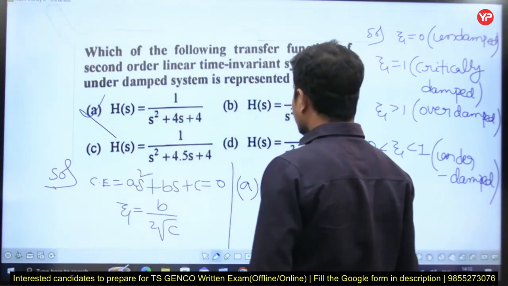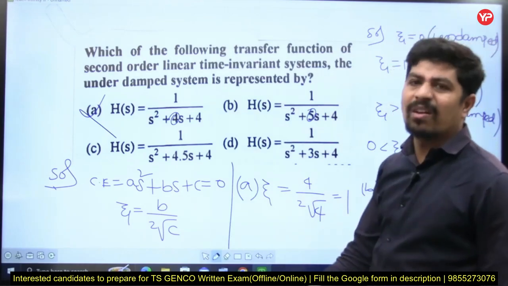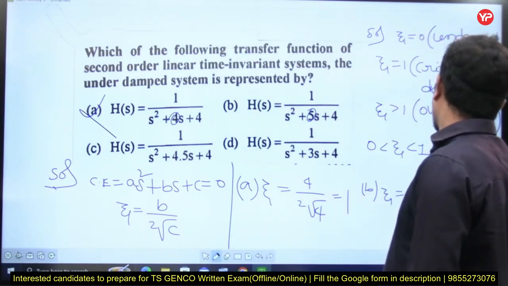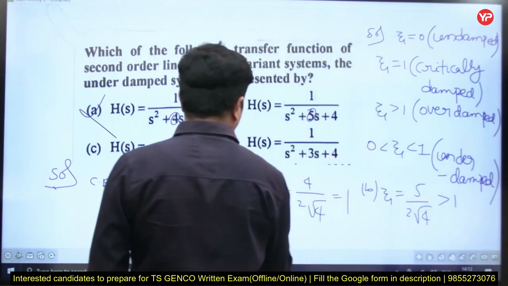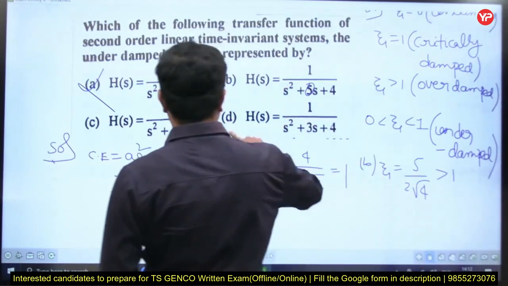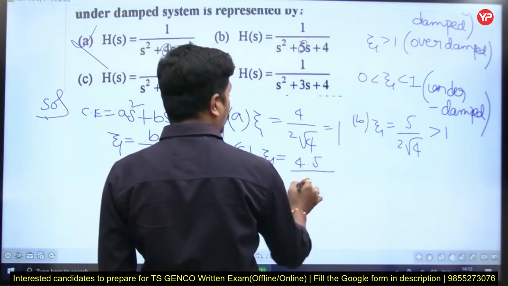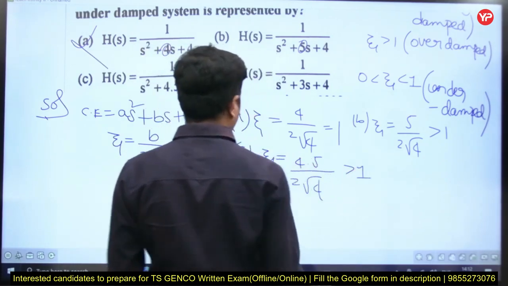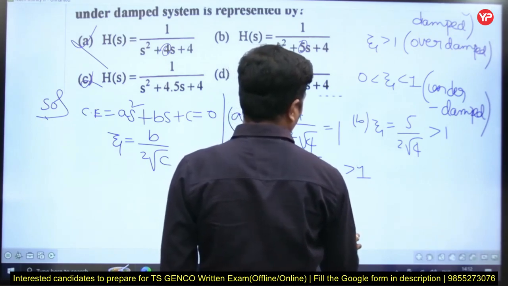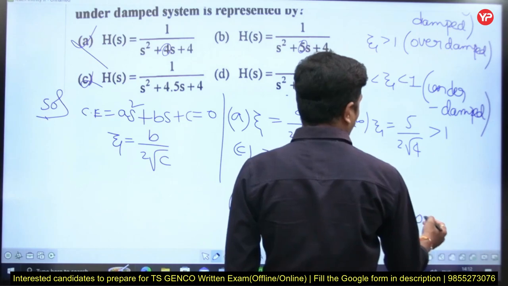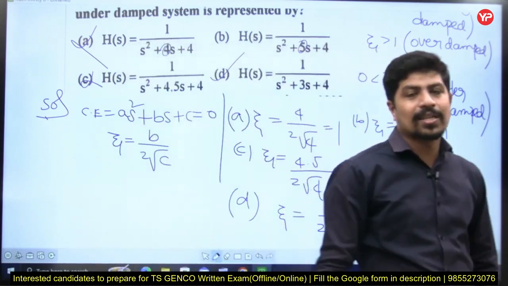Let's check option B. Option B is also wrong. Why? Because here 4 is there, 4 itself is giving 1, then here 5 is there, definitely it is going to give more than 1 for you, right? Zeta is equal to B by 2 root 4, 2 into 2, 4, 5 by 4, it is greater than 1, it is overdamped. Let us see option C, zeta is equal to 4.5 by 2 root 4, this is also greater than 1, C is also wrong, right? Let us see option D, zeta is equal to B by 2 root 4, that is 3 by 4, equal to 0.75, that is less than 1, therefore option D is underdamped.